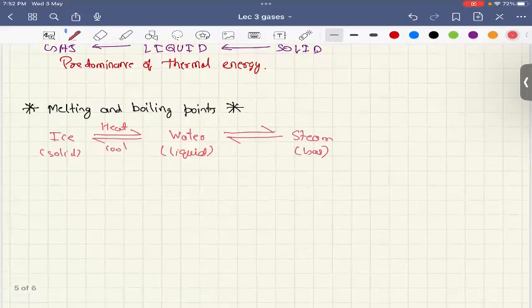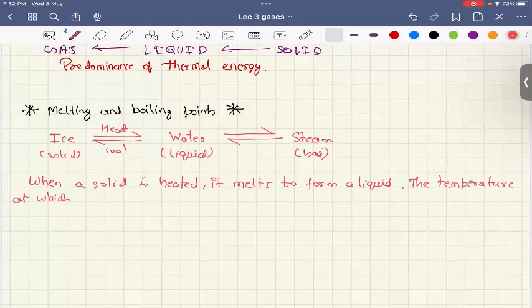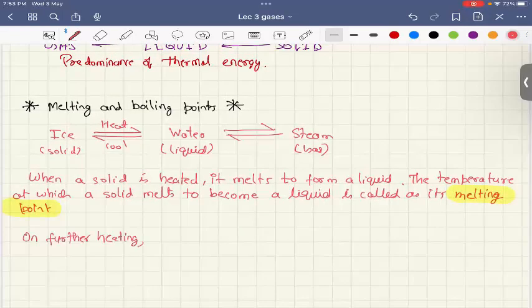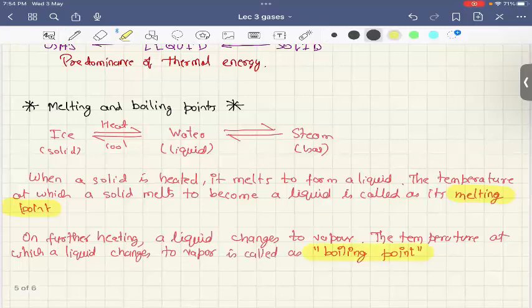Hence, what we can say is when a solid is heated, it melts to form liquid, and the temperature at which a solid melts to become liquid is called its melting point. Whereas on further heating, a liquid changes to vapor, and the temperature at which a liquid changes to vapor is called the boiling point.